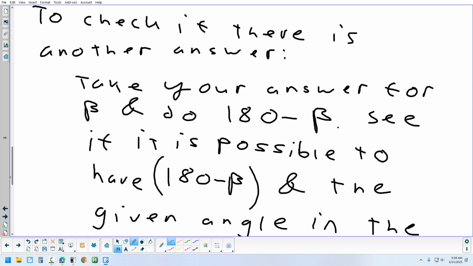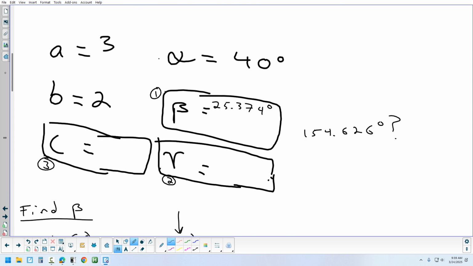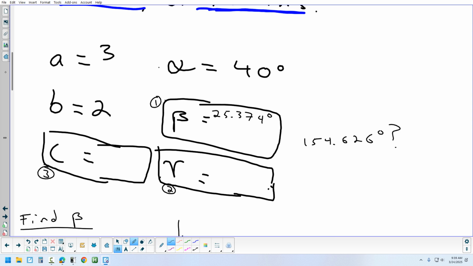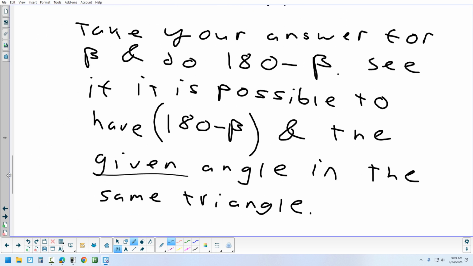But then you have to see, does that answer that you just got and the one that they gave you fit in the same triangle? Okay, so I got 154.626. They gave me which angle to start this problem? They gave me a 40. Can you fit 154 and 40 in the same triangle? No. That would add up to more than 180.